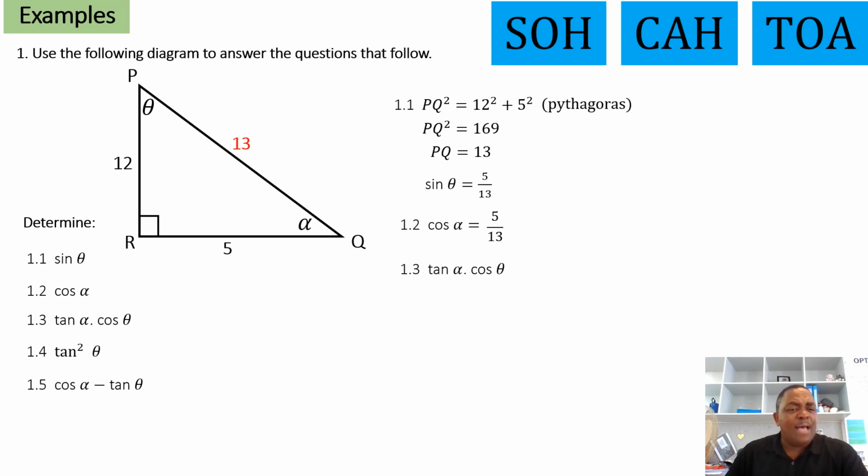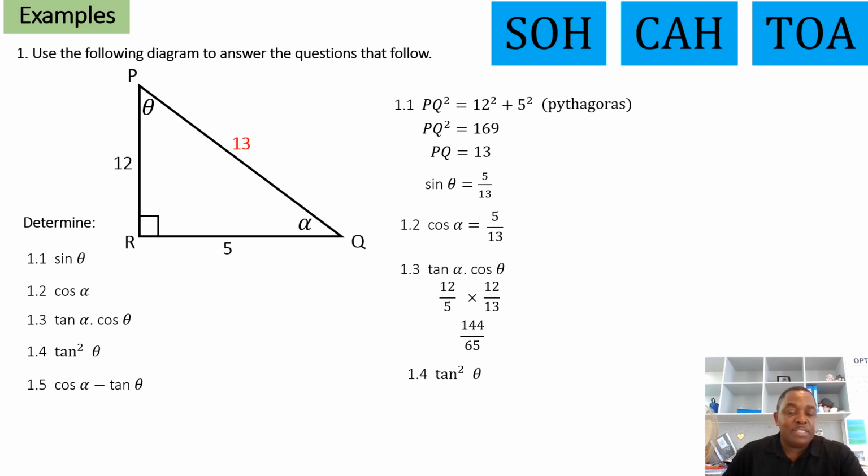Next one says tan alpha multiplied by cos theta. That's easy because we just need to read from the diagram the ratio for tan alpha and the ratio for cos theta. That will be 12 over 5 for tan alpha, opposite over adjacent, and then 12 over 13 for cos theta, because that would be adjacent over hypotenuse. Then simplify fractions as you normally do. That gives us 144 over 65, and we're done. There were no common factors between numerators and denominators, so it was just a straightforward calculation of 12 times 12 and 5 times 13.